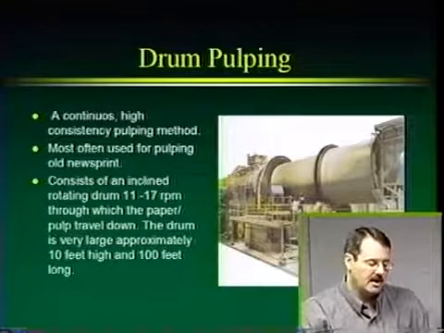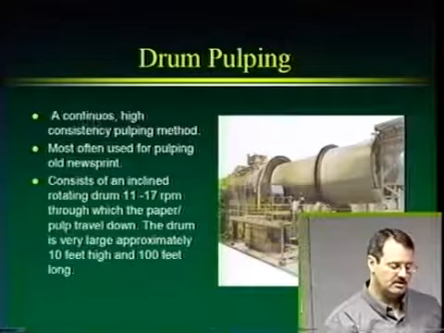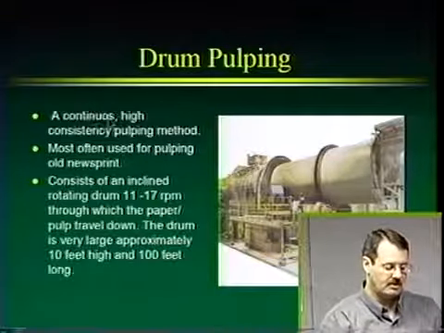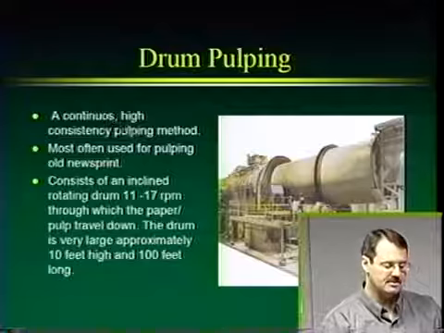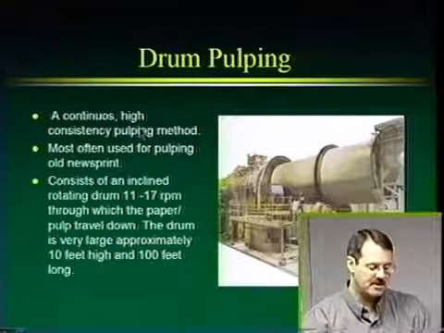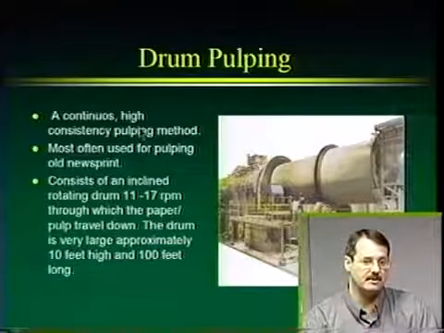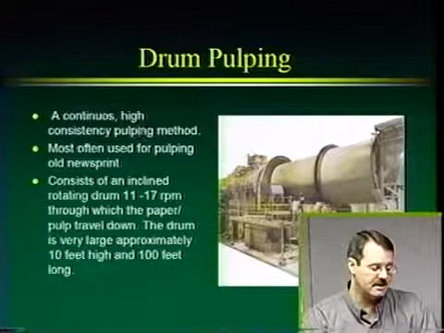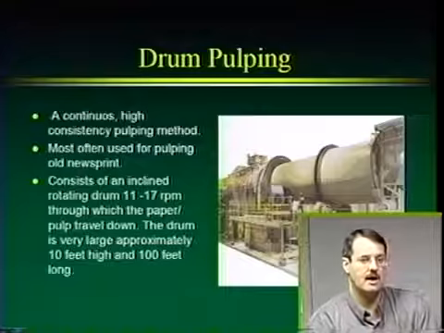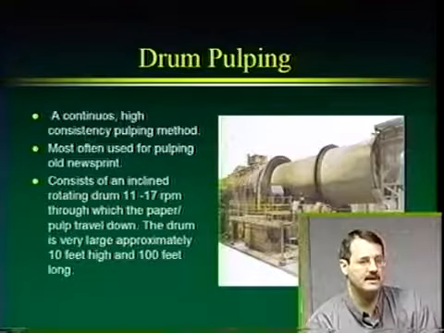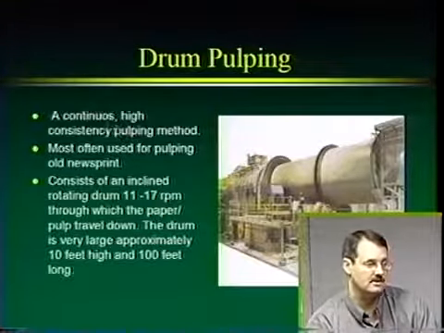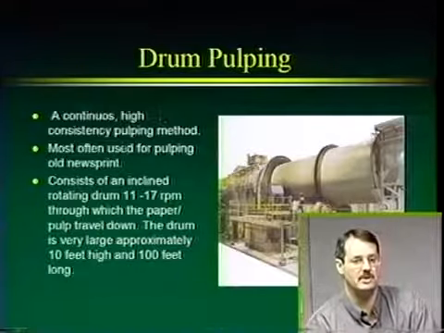Now, I told you that we weren't really going to use continuous methods for high-consistency pulping because we have to have some extraction plates, and those will get plugged up if we have high consistency pulping. The way that this drum pulper works is that we're going to have a high consistency zone and a low consistency zone, and the low consistency zone will be where we do our screening.